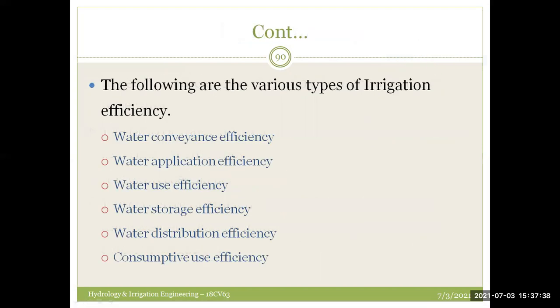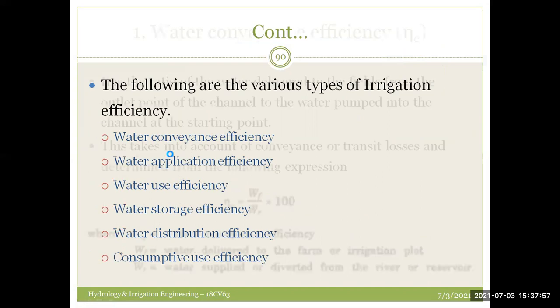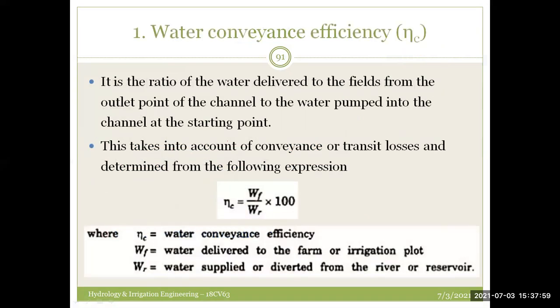We have different types of efficiencies, like water conveyance efficiency, water application, water use, water storage, water distribution, and consumptive use efficiency. These are the different types of efficiencies we have. Let us discuss one by one, starting with the water conveyance efficiency.